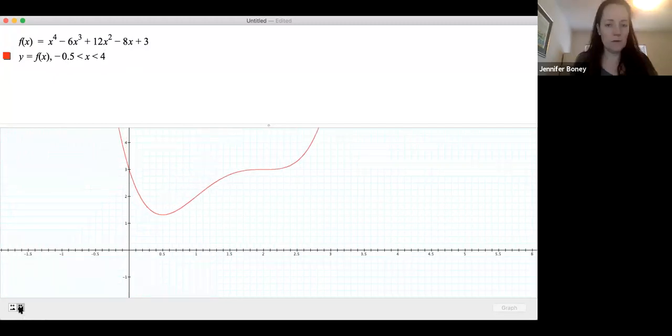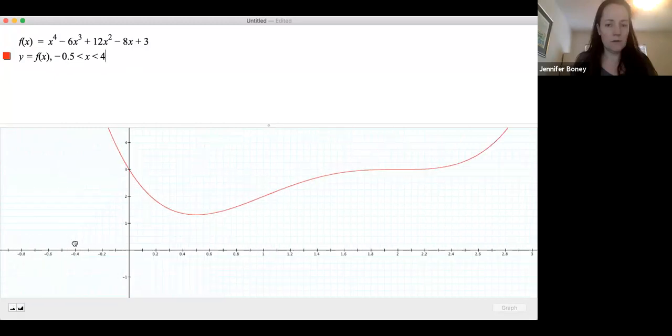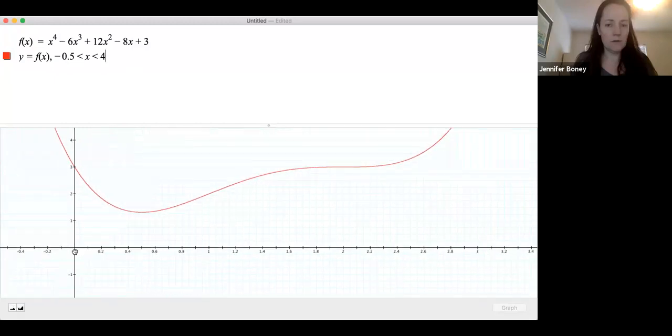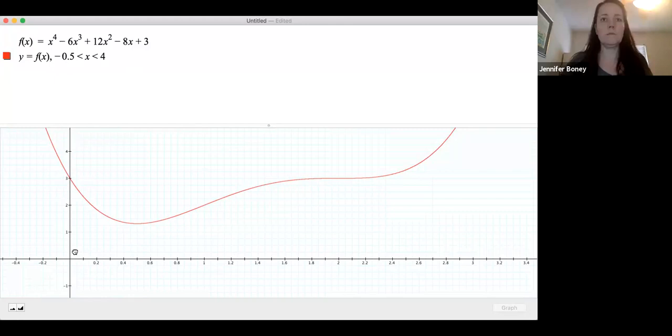There we go. So what we were talking about was, let's see, we had 0.5 through 3 approximately. Let me zoom back in a little bit. It's a little bit too spread out to see.